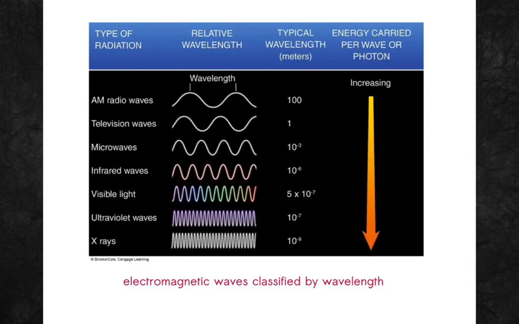The second thing about this figure is they have a column over here to illustrate the energy of the wave. In particular, they've listed this as the energy carried per wave, or per photon as they had it. And they're showing that the energy increases as we go down to shorter and shorter wavelengths.